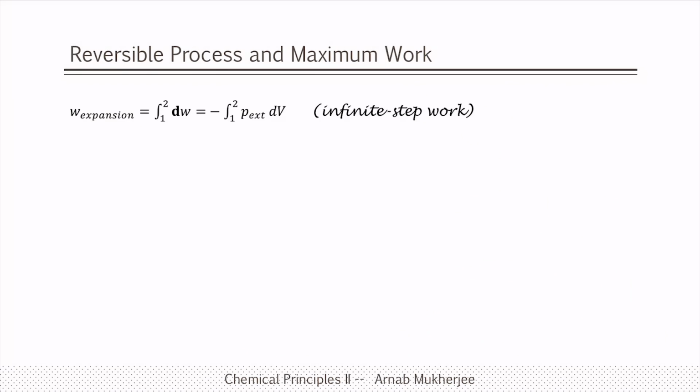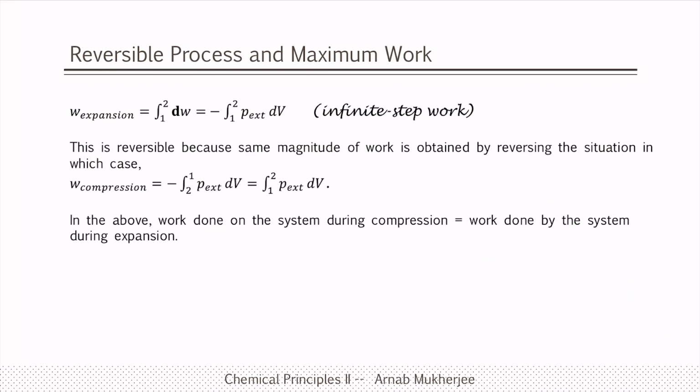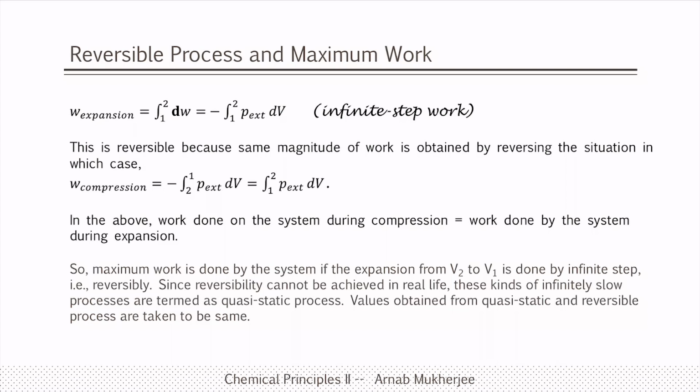So, that we can show the same thing here. I have said the same thing, that maximum work is done by the system if the expansion from V2 to V1 is done by an infinite number of steps, i.e. reversibly. Since reversibility cannot be achieved in real life, these kinds of infinitely slow processes are termed quasi-static processes. Values obtained from quasi-static and reversible processes are taken to be the same here.